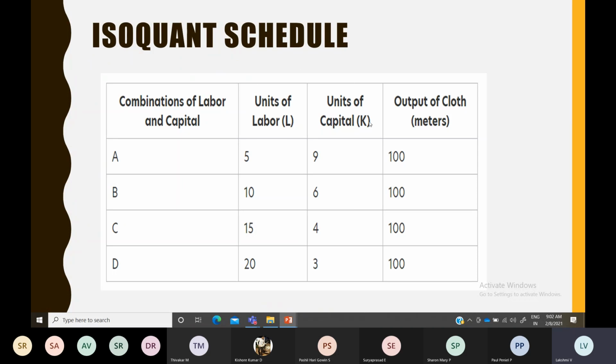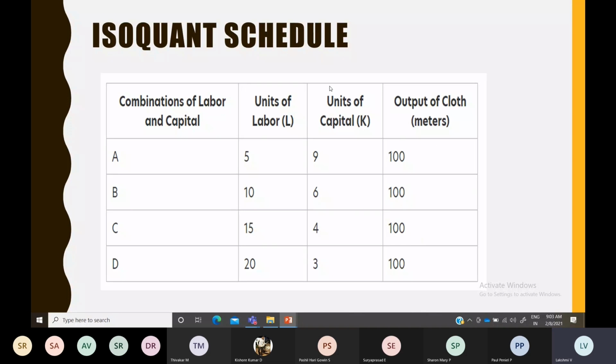With the combination of these two factors or inputs, he is going to produce the product, which is known as the output. The output is going to remain constant throughout, whatever might be the increase or decrease in the factors he is utilizing. He is going to achieve the same level of output. Then it is known as isoquant.